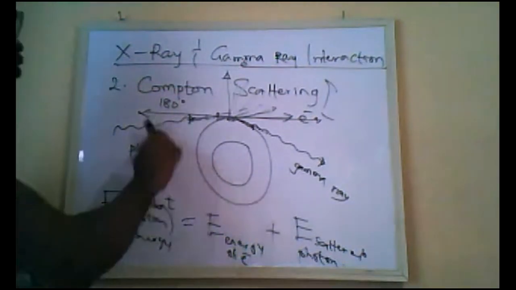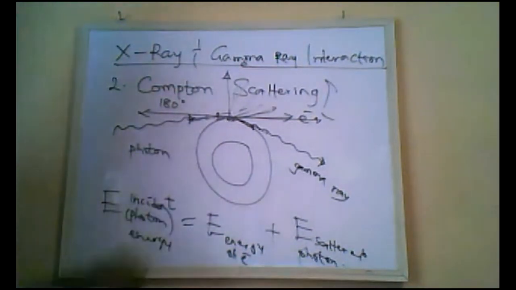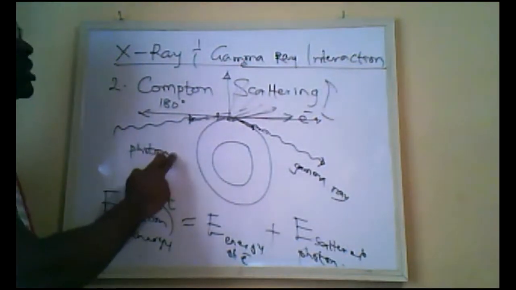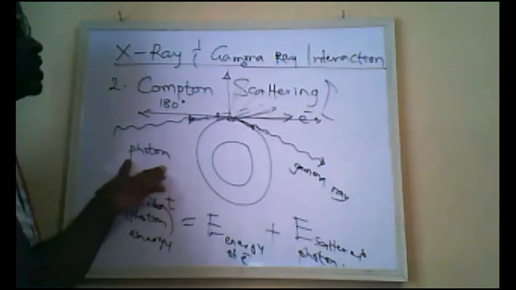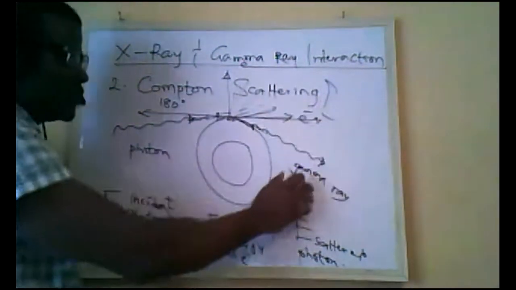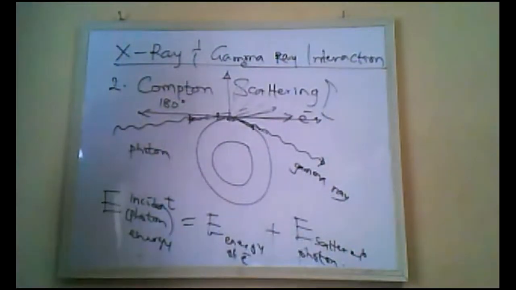And then the photon energy also affects the amount of energy the electron is going to receive and the amount the scattered photon is going to receive.